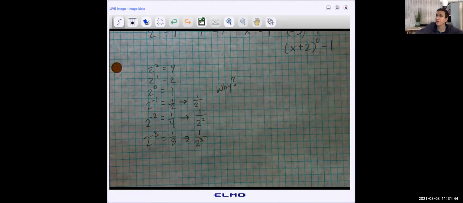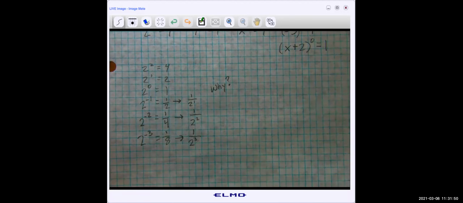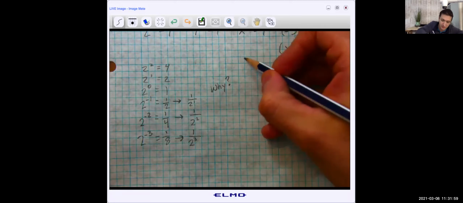And so that got to the idea of why. People were asking, but why? What if your base and your exponent are negative? I got really confused on that, even though we've probably known it. So let's do another example.